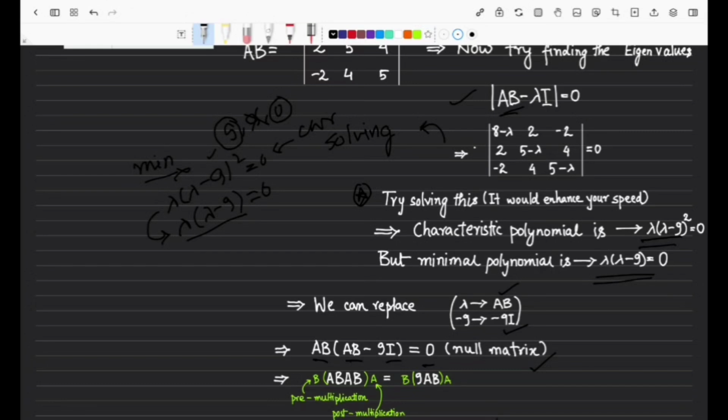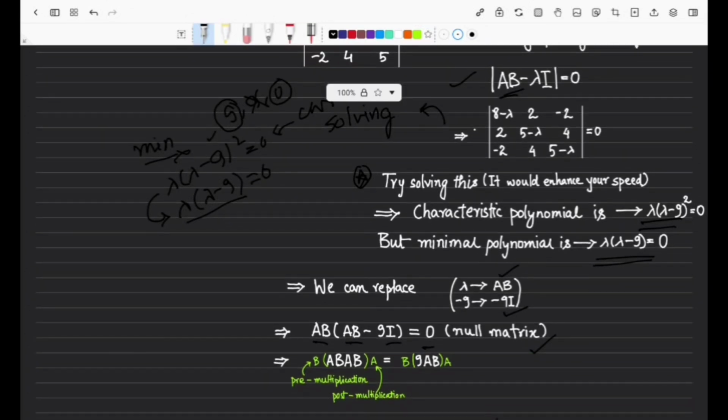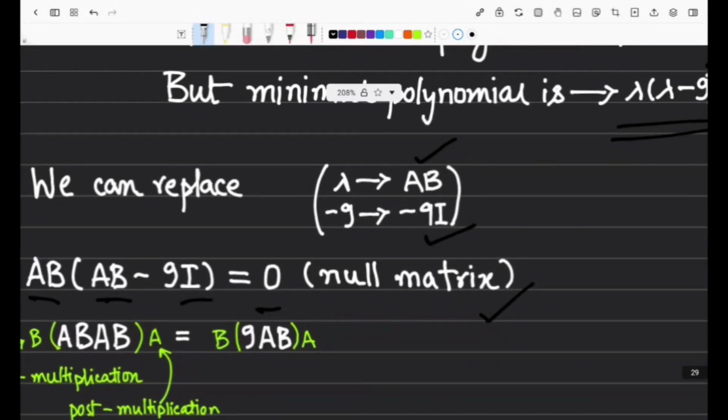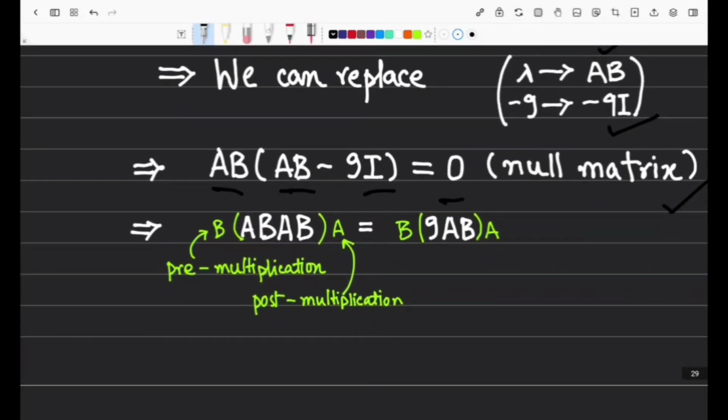This is just, I just put the values and replaced it. Now after that there is a crucial step that I need to show to all of you. I'm just magnifying it so that you can see it clearly. So the next step that we do is I just use pre-multiplication and post-multiplication.